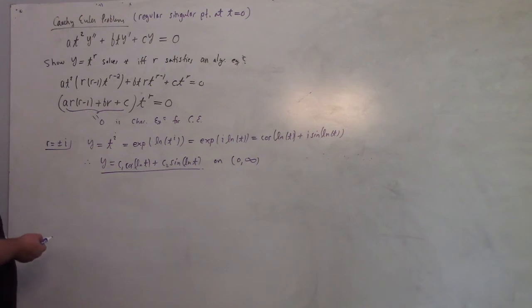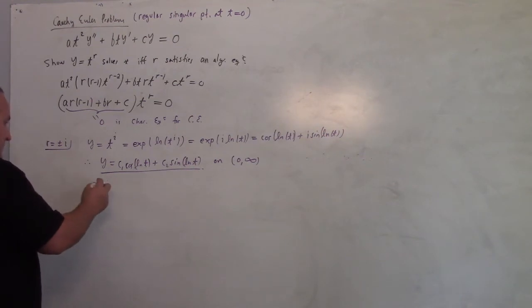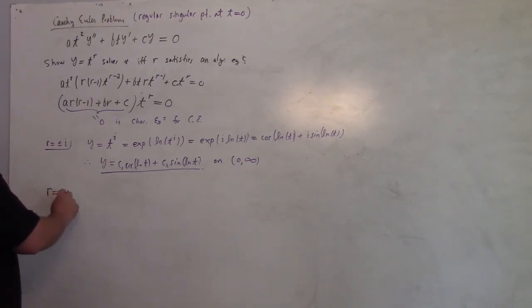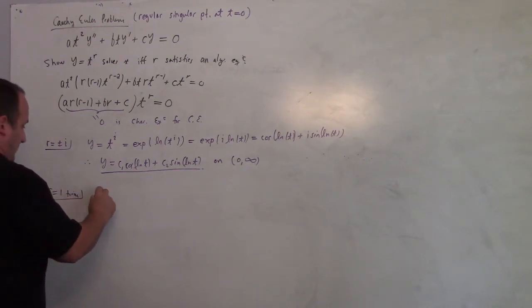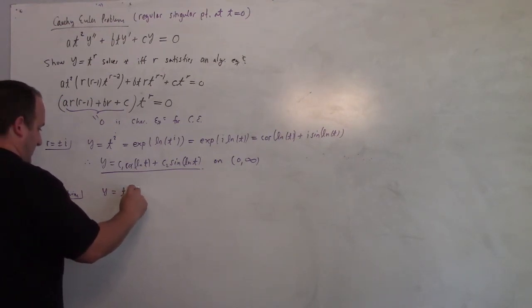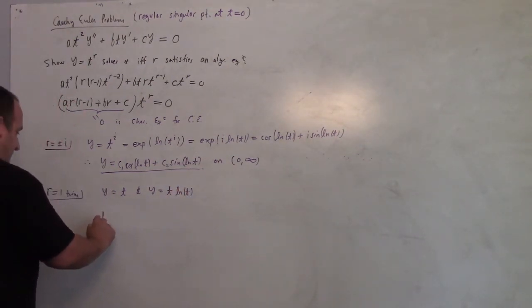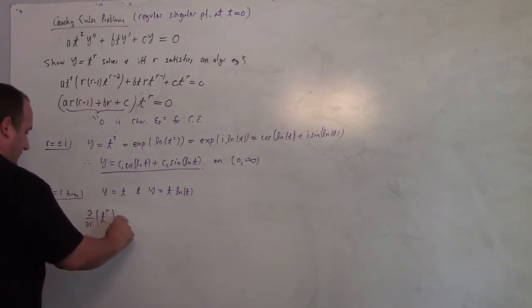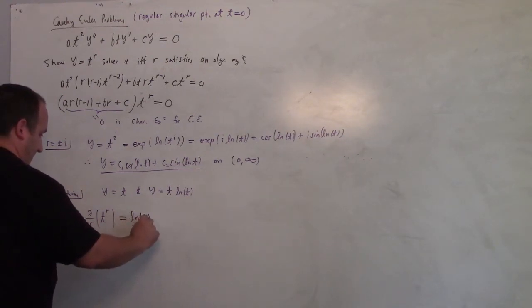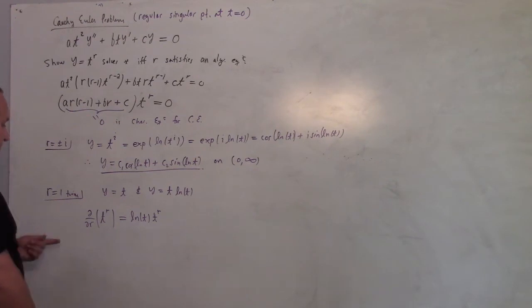And so distinct real is easy enough. That's just C1 T to the R1 plus C2 T to the R2, whatever that is. Repeated root is a trick. If you have R equals 1 twice, you'd use Y equals T and Y equals T log T. And actually, t to the r, differentiate with respect to r, gives us the natural log of t times t to the r. So whenever you have a family of solutions parameterized by an algebraic variable, if you differentiate with respect to that variable, it will give you the solution for the repeated root case.